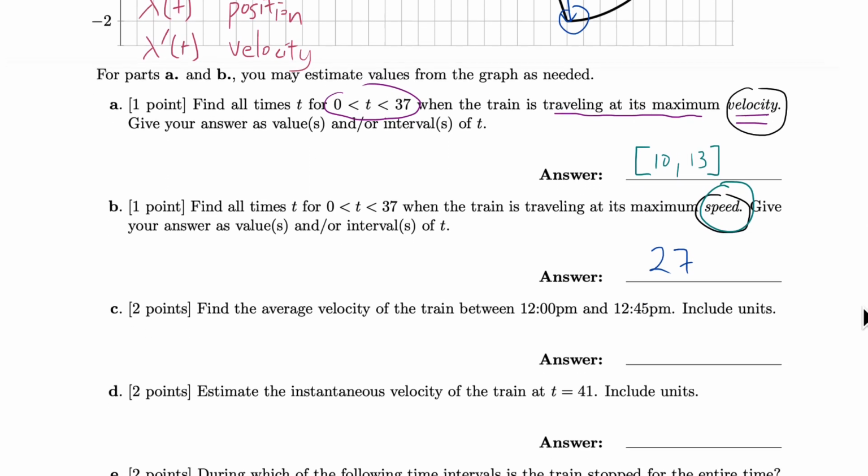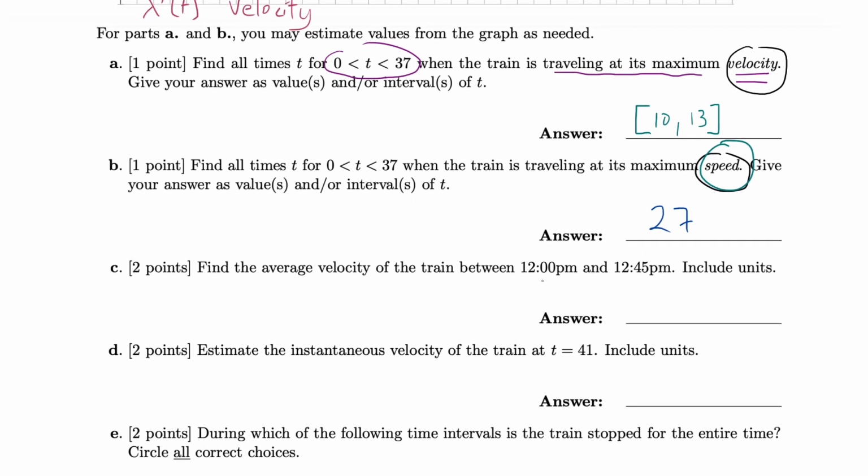And let's go on to part C. Find the average velocity of the train between 12 p.m. and 12:45 p.m.